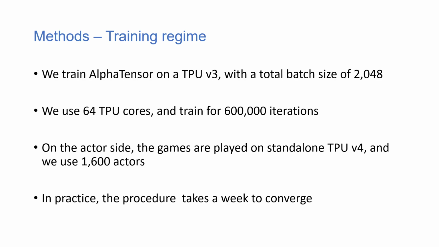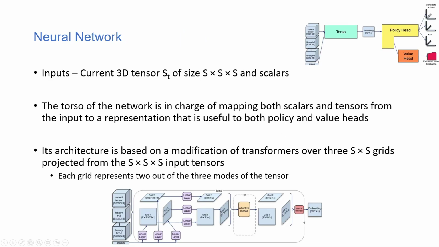And the actor part, the part generating the experiences, was done on a separate TPU, version 4, with 1,600 actors. So there's heavy parallelization in both the experience generation and the training of the network, but they are done separately. And they mentioned that it took a week to converge.